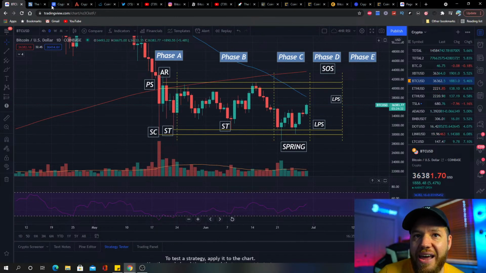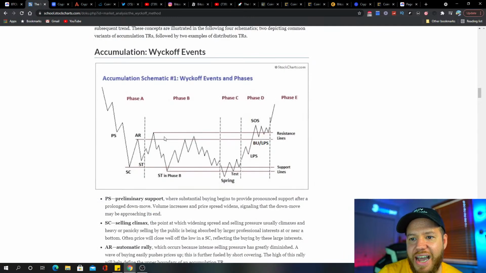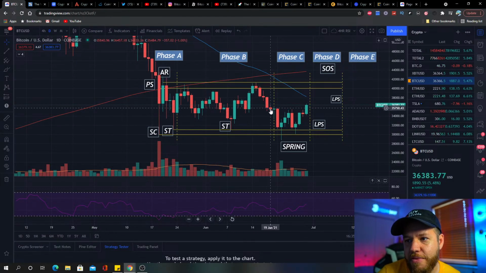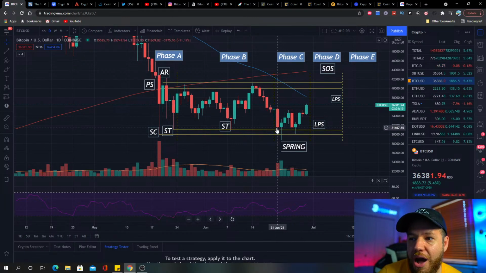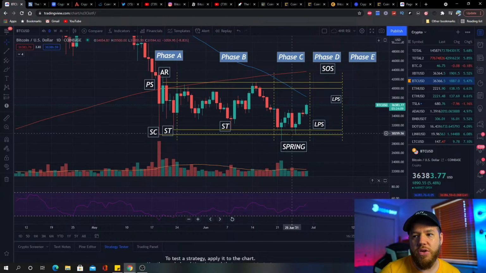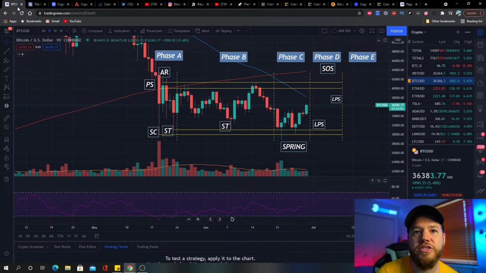So if you look at it side by side, it's kind of the same thing here. We've bounced around in phase B, right? We tested the bottom of the range. Here we go, we test the bottom of the range. We went back up, tested the top of the range, and then went back down. And then when we dropped this time, it went lower than it went during the selling climax. So that would be considered phase C, and that would be considered the spring.